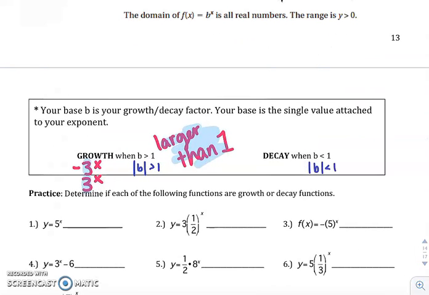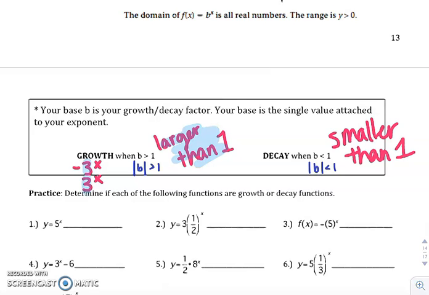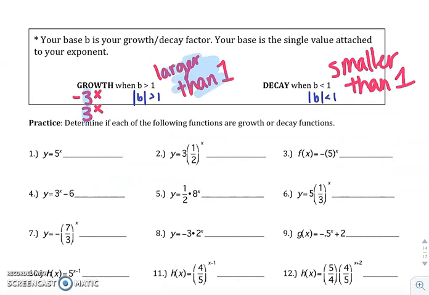So it's going to be decay when that base value is smaller than 1, or less than 1. So let's go down here and look at some of your examples. First you need to be able to identify what is the base. The base is what's attached to your exponent.